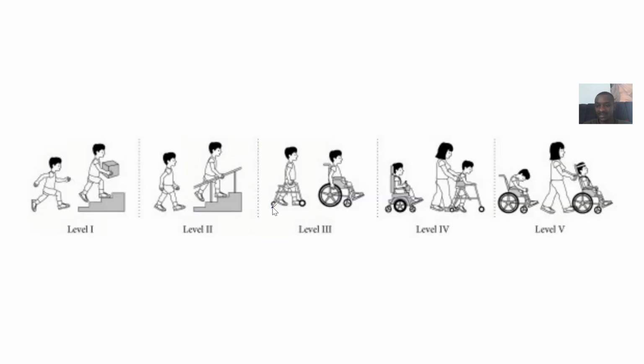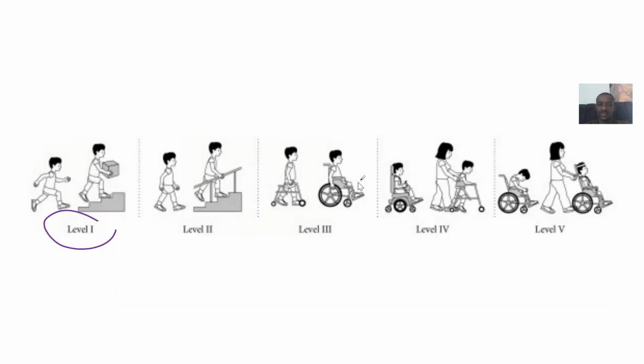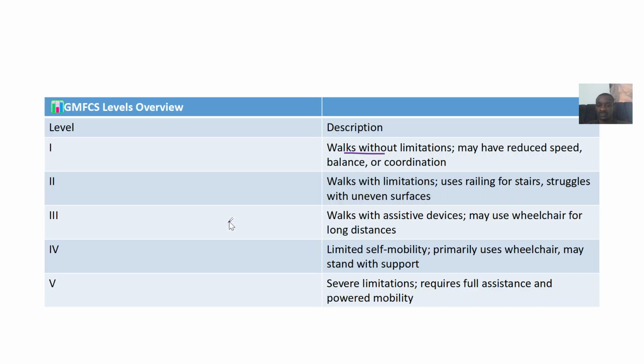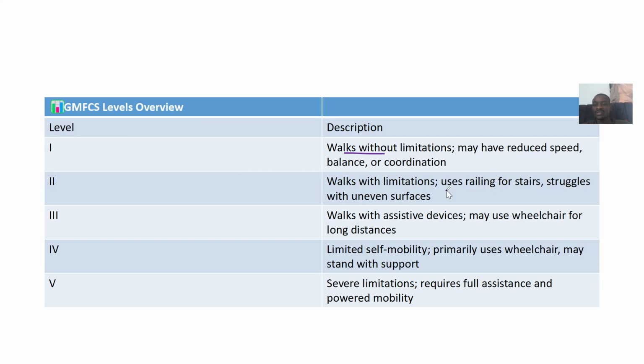Okay. So for level 1, we said that the child can walk without limitations, but may have reduced speed, and have problems with balance or coordination, but it's not that much. Level 2, the child walks with limitation, like here. Can you see that the child has to hold the staircase to be able to maintain balance? So the person is using a railing for stairs and struggles with uneven surfaces. If the surface is not flat, there's a problem.